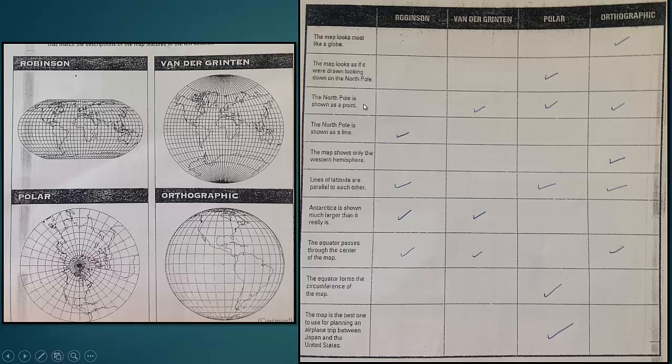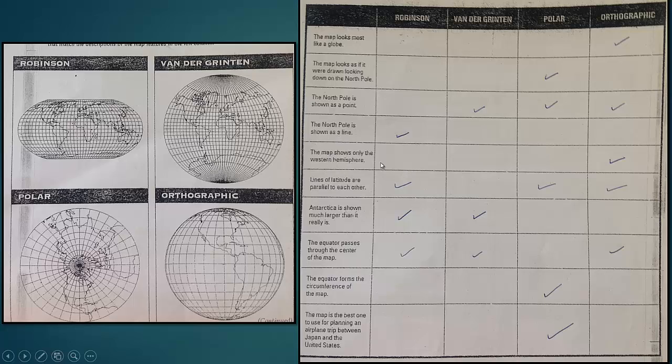The North Pole is shown as a point, meaning the North Pole is a single point. You could put a dot on it. There's the North Pole, there's the North Pole, there's the North Pole. So it's these 3. However, here the North Pole is stretched out, so it's not a single point. Here it is a line. The North Pole is shown as a line, that would be the Robinson map.